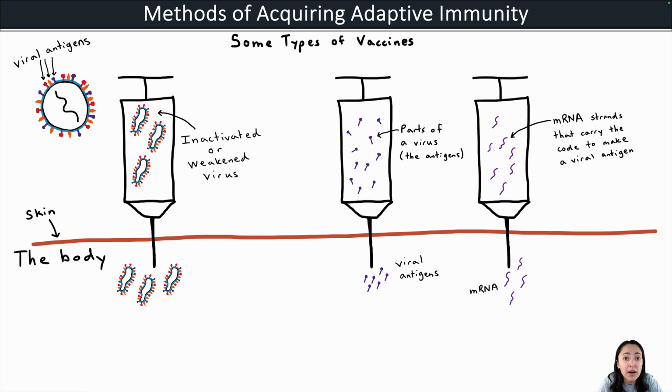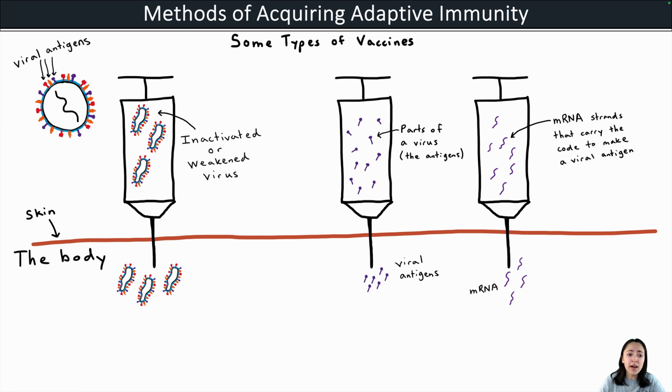These are what we call the viral antigens. Those proteins, or viral antigens, are what your immune system responds to in order to develop your adaptive immunity. So some vaccines actually contain inactivated or weakened viruses. Therefore, that's exposing your body to all the viral antigens. So one virus could have many different antigens on its surface.